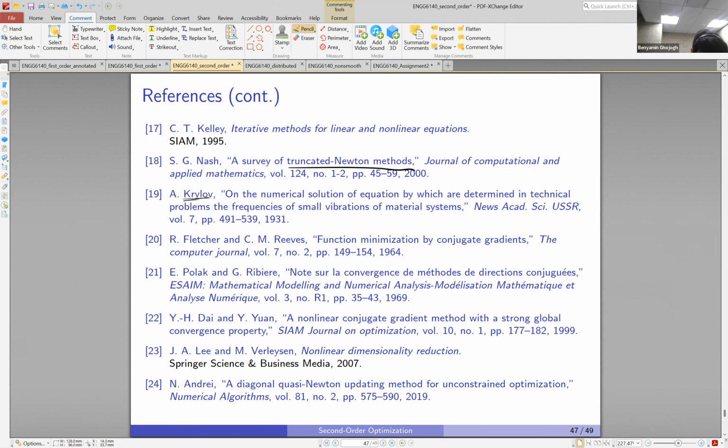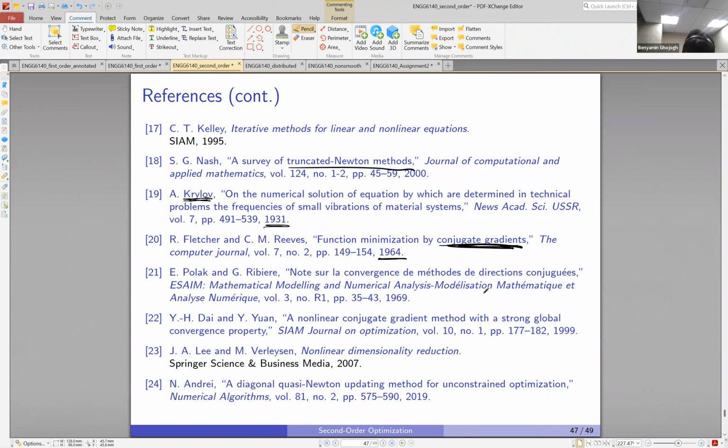Krylov subspace, do you remember the Krylov subspace we talked about? 1931, this is the paper discussing the subspace. At that time, he didn't name it, but it was named after Krylov. And function minimization by conjugate gradient, here, 1964 by Fletcher and Reeves.